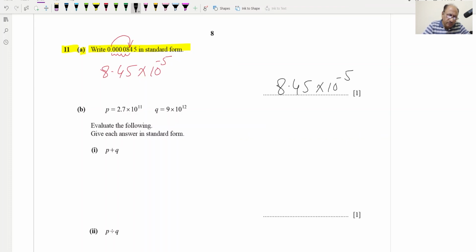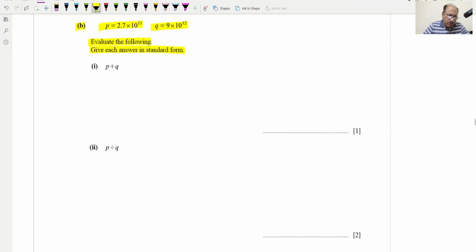Keep in mind, if the decimal is jumping to the right, it means the power will be minus. If jumping to the left, the power will be positive. So this is the rule which you will have to keep in mind. Now B part, P is this one, Q is this one. Evaluate the following, give your answer in standard form. So P and Q values are given, and we have to find P plus Q. So we can write P plus Q will be equal to 2.7 into 10 raised to the power 11 plus 9 into 10 raised to the power 12.